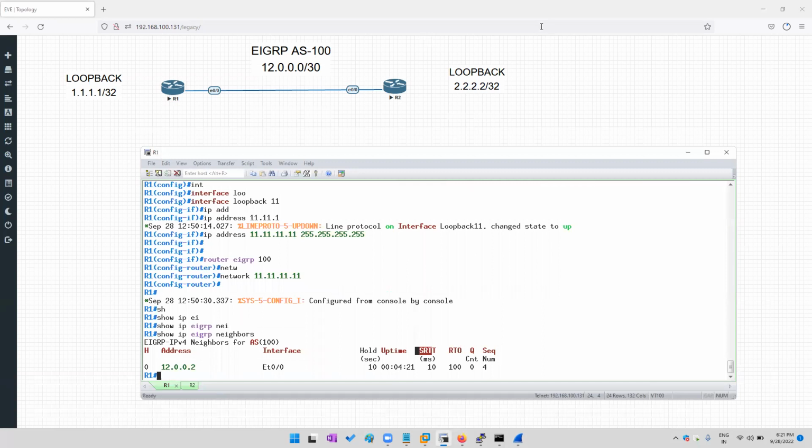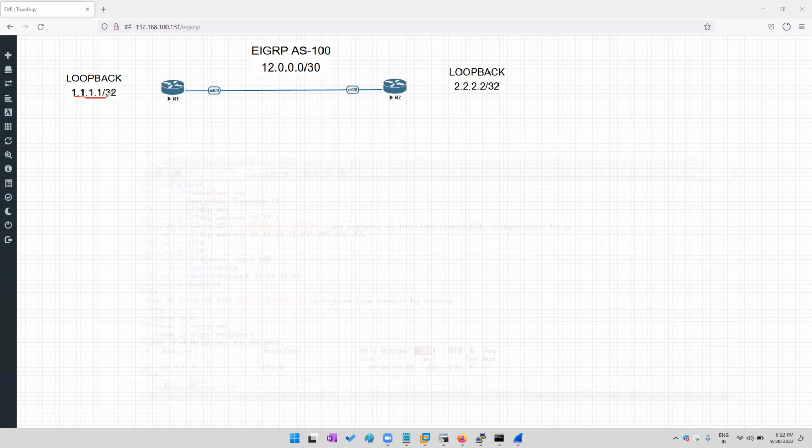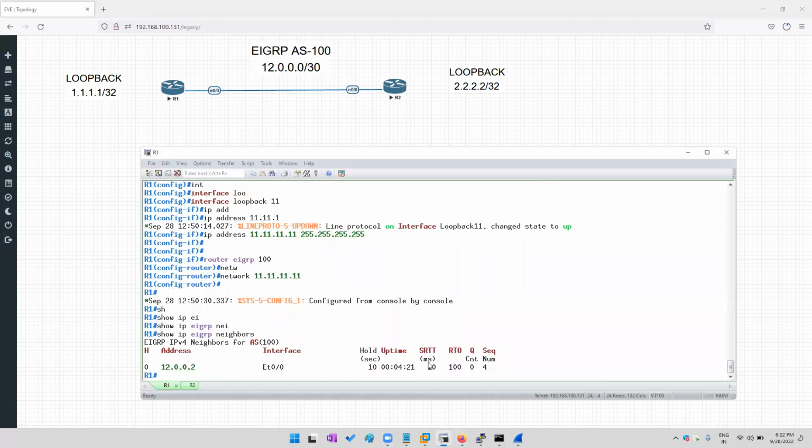Smooth round trip time means whenever R1 sends this update, this network information, as an update message to R2, and R2 sends back an acknowledge message. So how many seconds of delay? We are getting a total duration of 10 milliseconds. Clear? So that is the smooth round trip timer. Okay, RTO is 100 seconds.